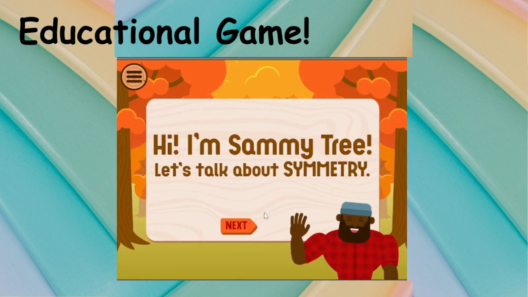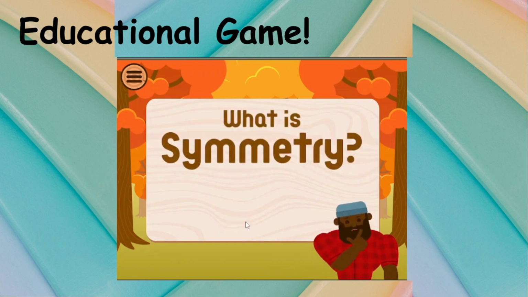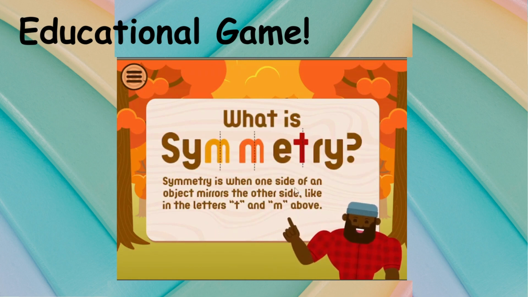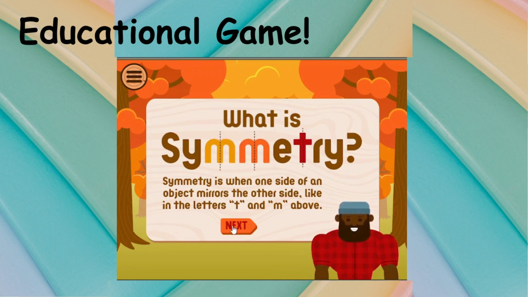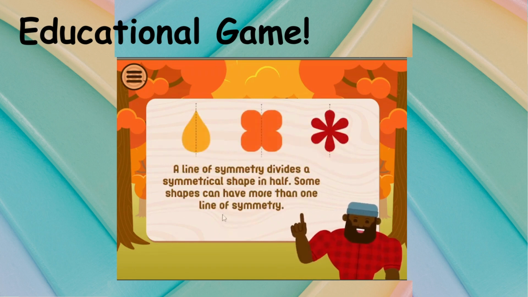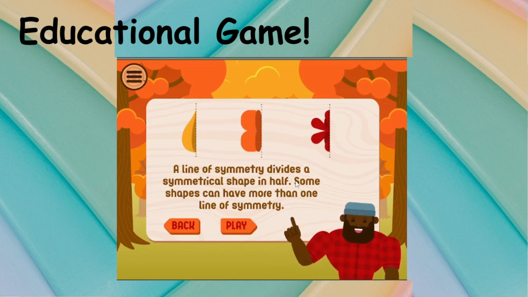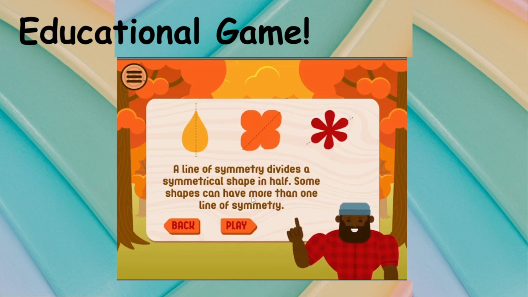Hi, I'm SymmeTree. Let's talk about symmetry. What is symmetry? Symmetry is when one side of an object mirrors the other side, like in the letters T and M above. A line of symmetry divides a symmetrical shape in half. Some shapes can have more than one line of symmetry.